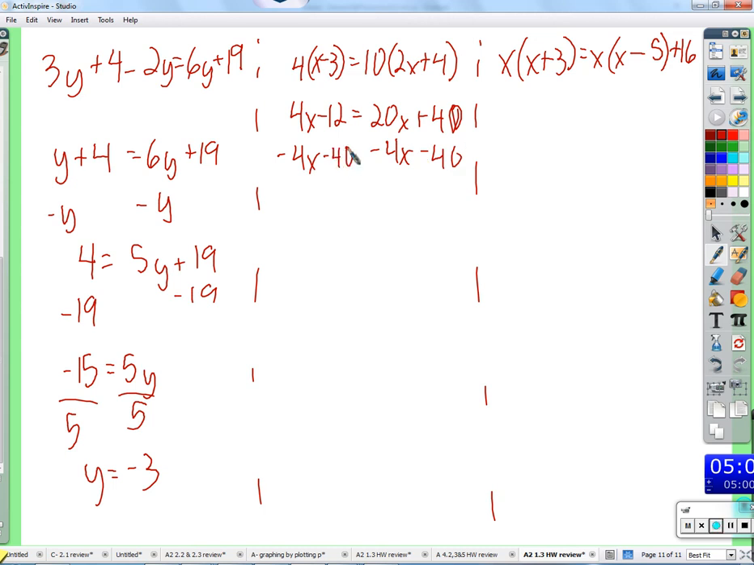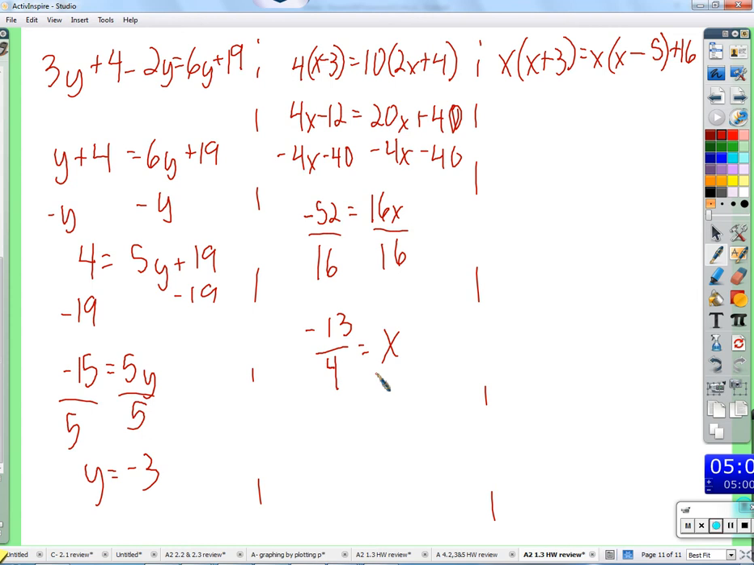So 4x minus 4x is negative 12 minus 40 is negative 52. 20x minus 4x is 16x. 40 minus 40 is 0. Divide. And then divide. So negative, I think, 13 over 40, let's divide that if you want, negative 4.25.